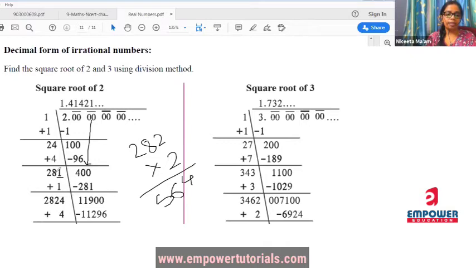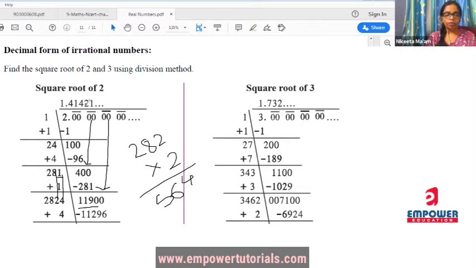Since I'm multiplying it by 1, I'm writing 1 over here, and then you have to add this number. So you have to make sure you are adding 1 plus 1, so this will be 282. So the number is getting added on the right hand side of your number. Then you have to subtract 281 from 400 and you will get 119. Again you have to take the next set of zeros and we will apply the same procedure.